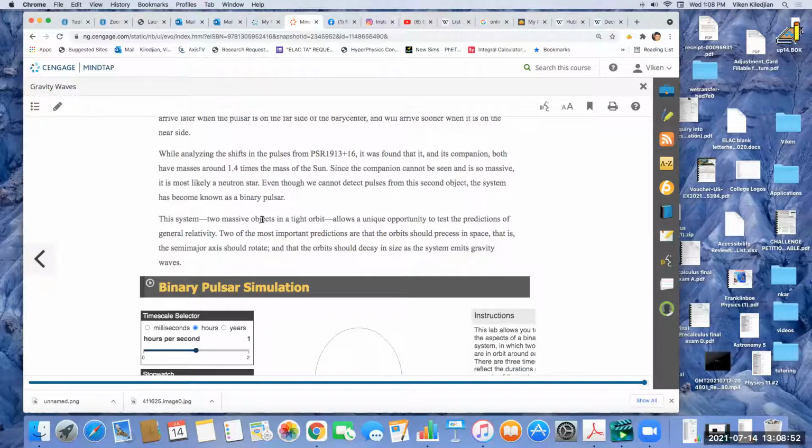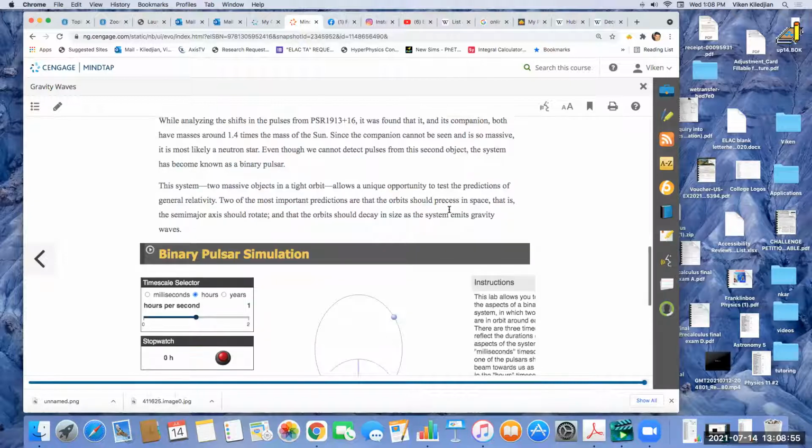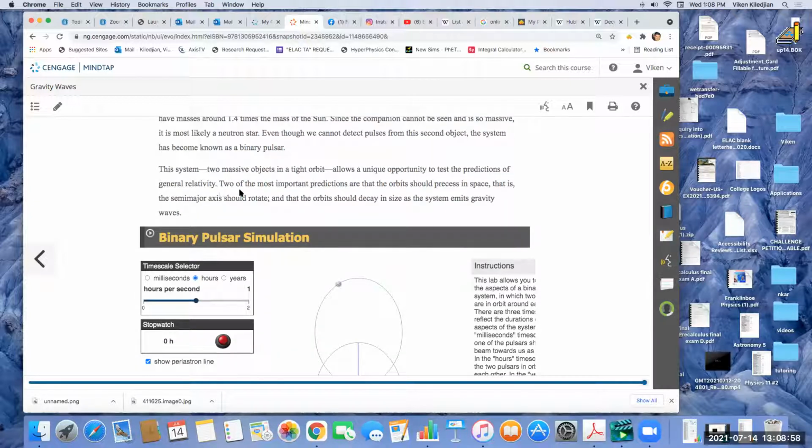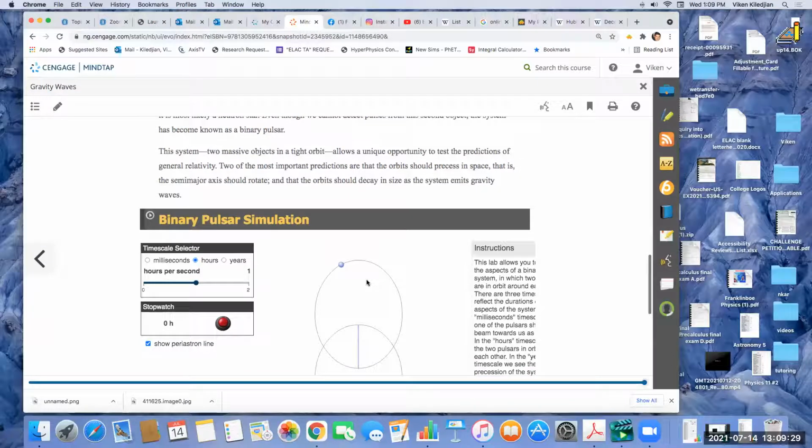So this system, two massive objects in a tight orbit, allows a unique opportunity to test the predictions of general relativity. Two of the most important predictions are that the orbits should precess in space, that is, the semi-major axis should rotate, and that the orbit should decay in size as the system emits gravitational waves. Remember that we saw that video showing us the precession, kind of like how Mercury's orbit precesses. So there are two observations we are testing from this simulation. One is the precession, and one is the gravitational waves.